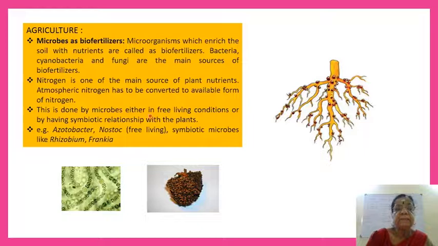either in the free living conditions or having symbiotic relationship with the plants. Symbiosis is a phenomenon where both the partners are mutually benefited. Both the partners. Typical example, root nodules of leguminous plant in the picture. Root nodules of leguminous plant.